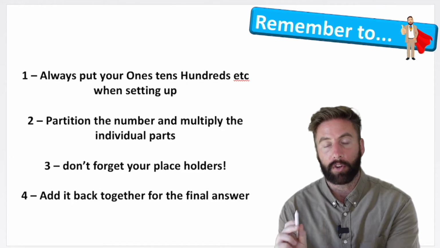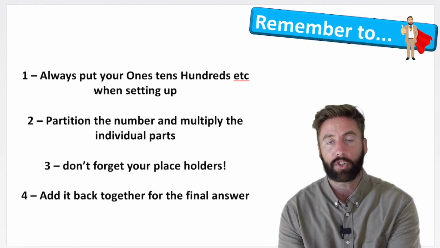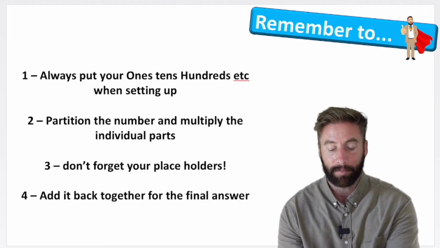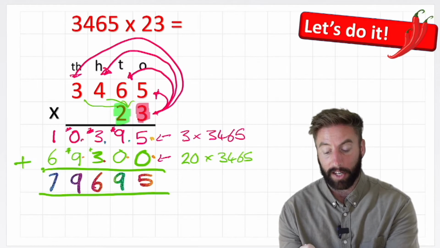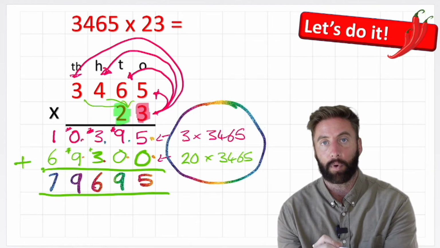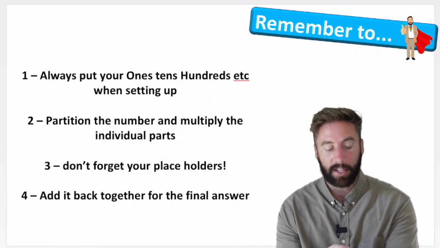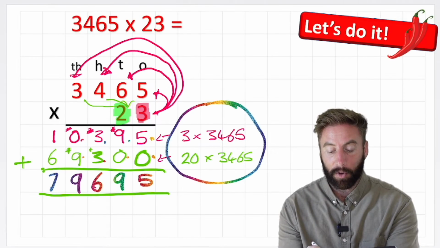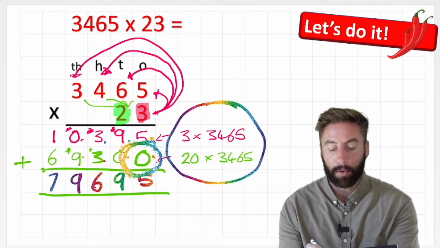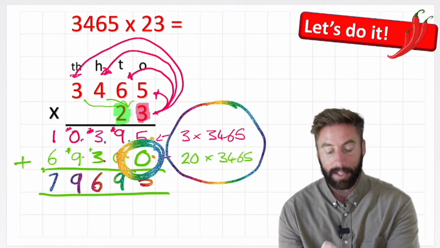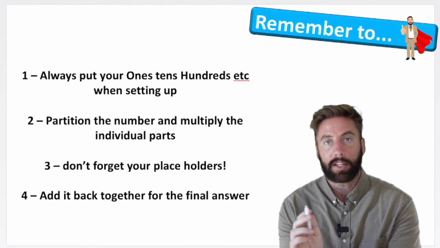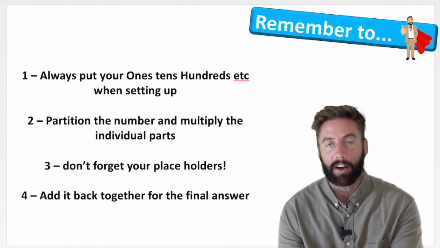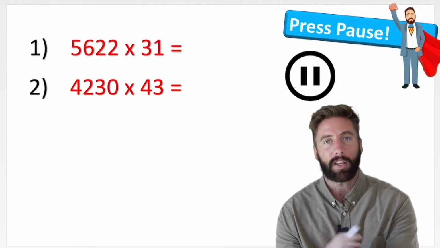Let's just think about things to remember for this. Always put your ones, tens, hundreds and thousands at the top of your place value chart so that you don't put numbers in the wrong place. Partition the question and the numbers into the little parts and write out those little questions on the side. That will really help you. Don't forget your placeholder. This little placeholder here is super important. If we forget it, it means that we're going to have a very different answer. And finally, once we've done the partition sections, add it all back together to get our final answer and get our tick.